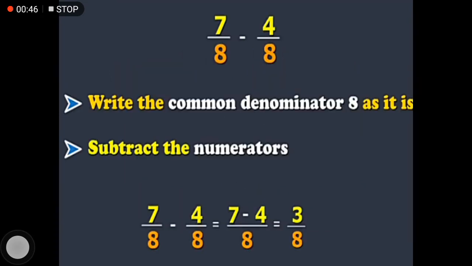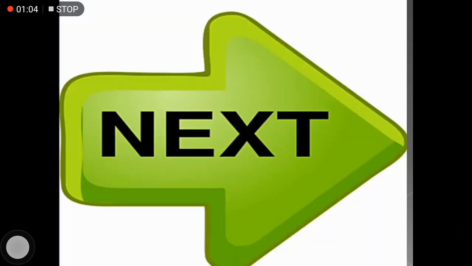First of all, 7 over 8 minus 4 over 8, we are going to write the common denominator 8 as it is. Okay, we are not going to do anything on it. Subtract the numerators only. 7 minus 4 will give you 3 and the denominator will come as it is, so the fraction will become 3 over 8.